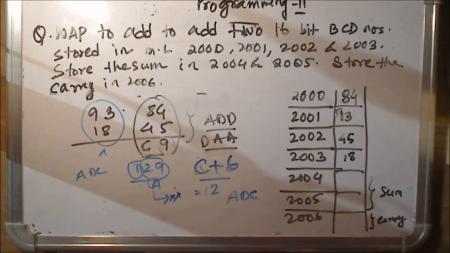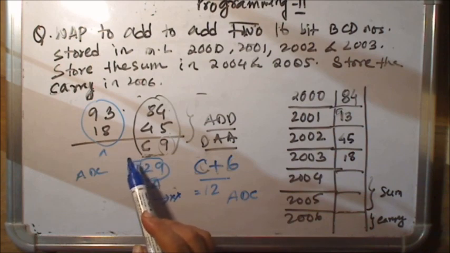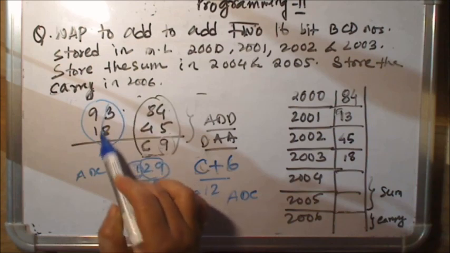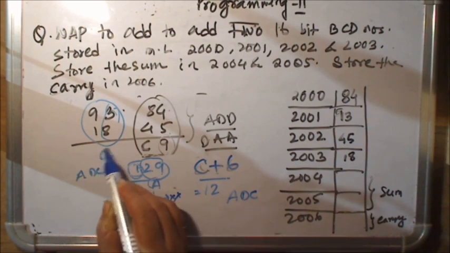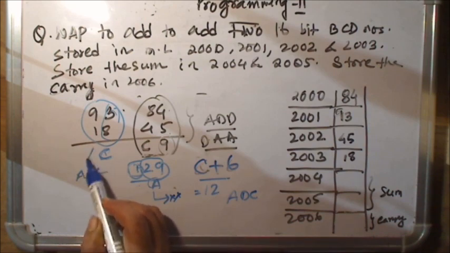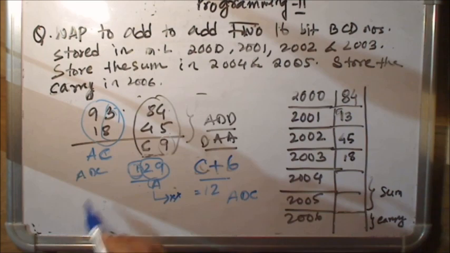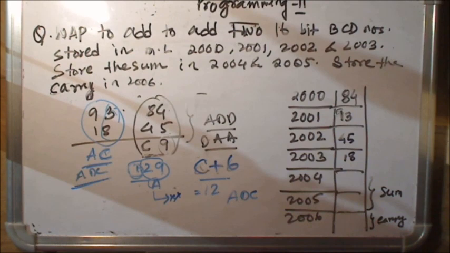So when you add the higher byte, 8 plus 3, and this 1 will also be added during this higher byte addition. 8 plus 3 plus 1 is 12, which means C. Then 9 plus 1 means 10, which means A. So when you perform ADC, the higher byte addition will give you AC as the higher byte result.